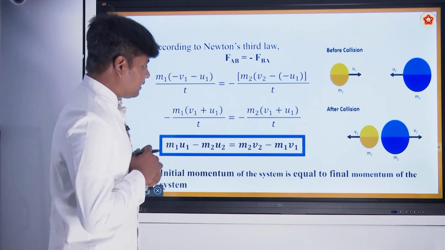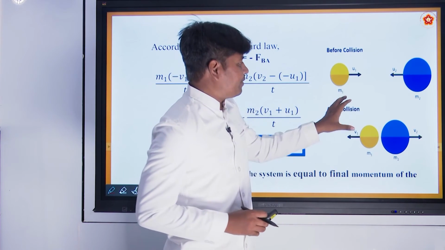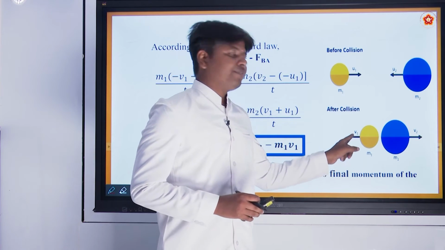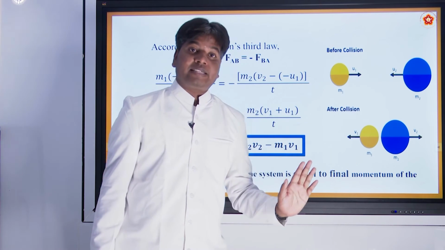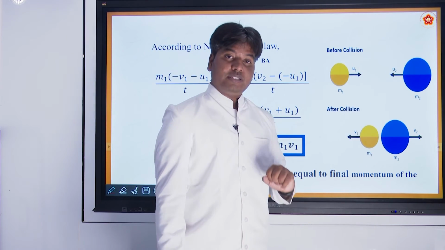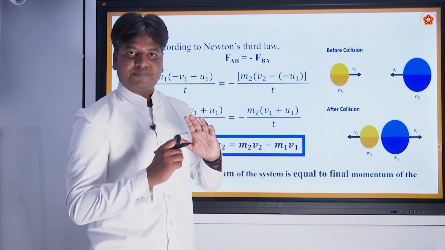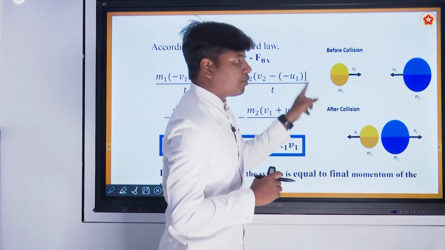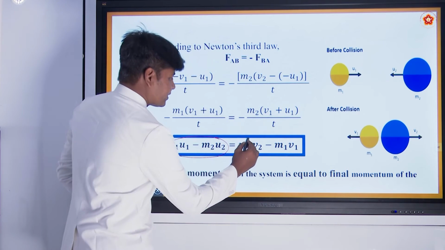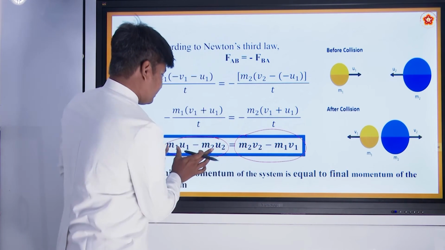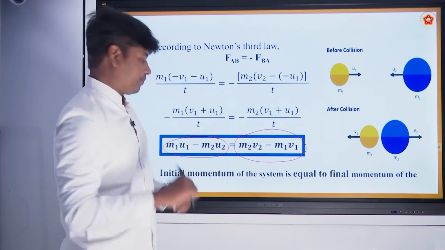Okay. Now you can see that the individual objects' momentums are changing. m1 u1 was there before, it became minus m1 v1 after the collision. Here also the same thing. Before it was minus m2 u2. After the collision, it became m2 v2. Individual momentums are changing, but the overall system's momentum is not changing. You can see initial momentum is equal to final momentum. This is the crux of this concept.